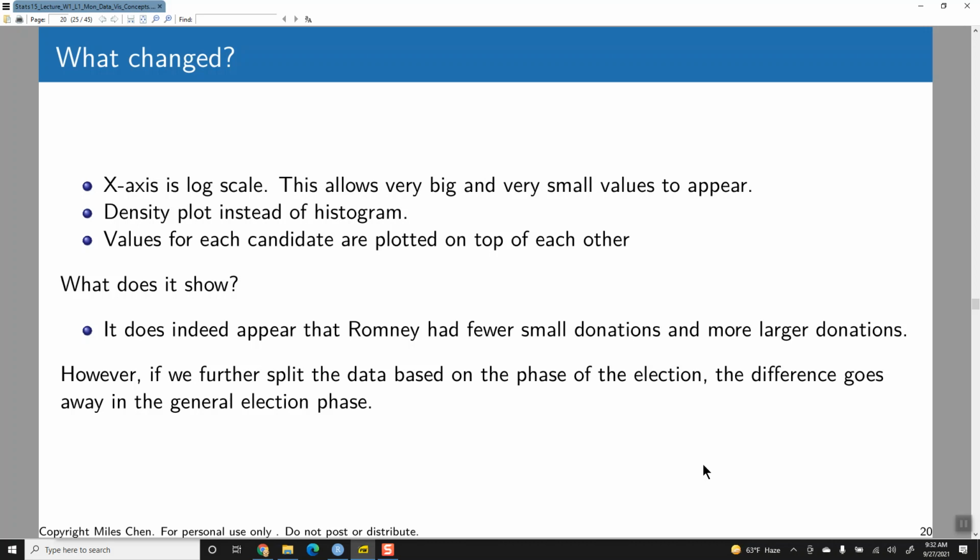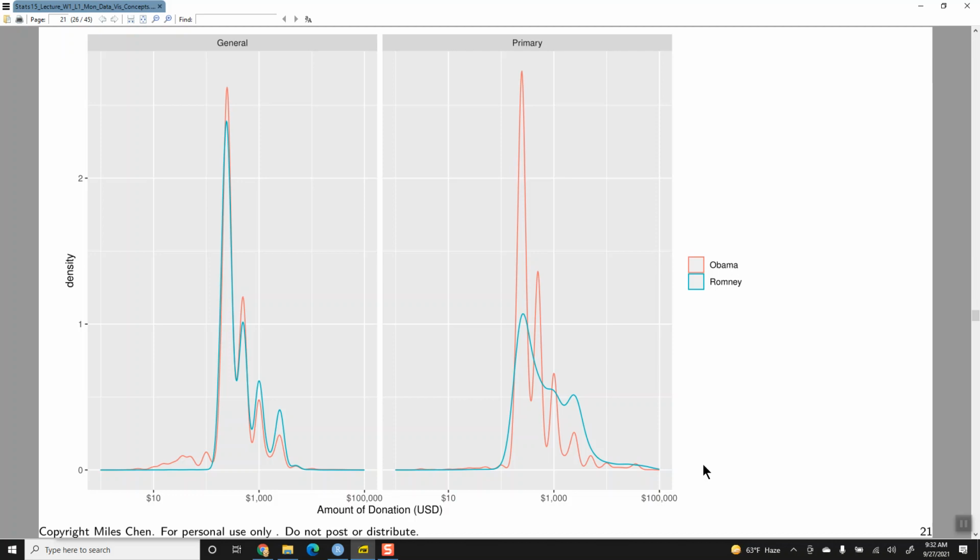If you look at spending during the general election, you can see that donations to the campaigns during the general election phase are actually quite similar for both the Obama and Romney campaigns. It was really during the primary campaign where you had quite a big difference here.